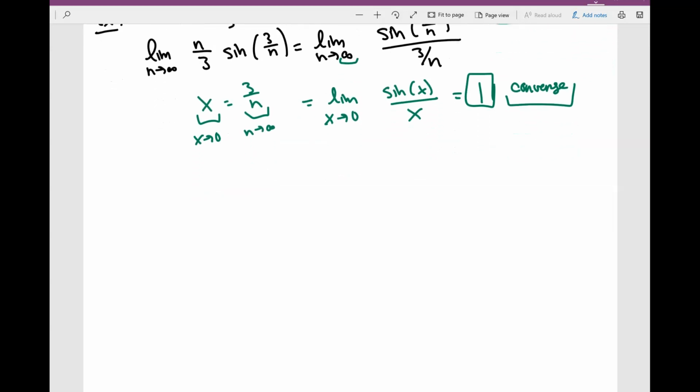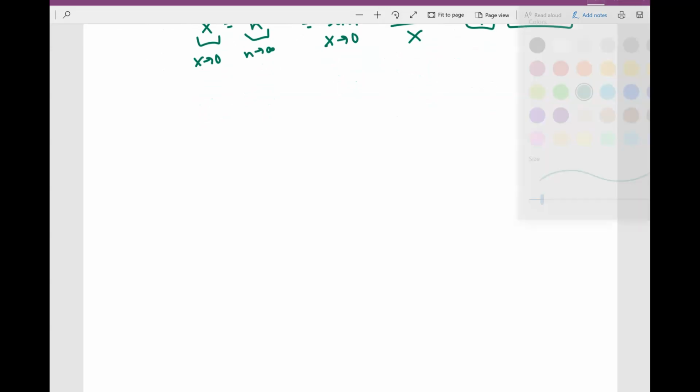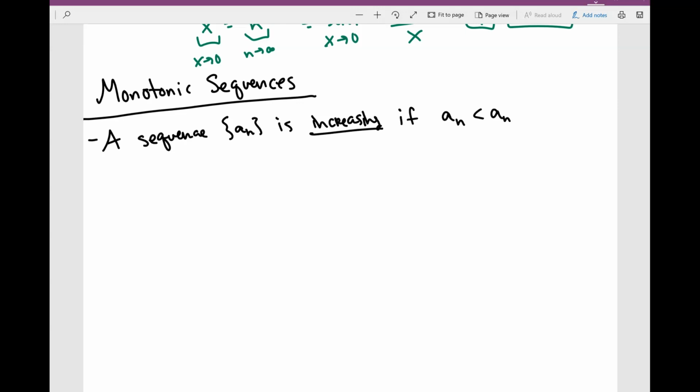Okay, but in this video, what I really want to focus on is something called monotonic sequences. So let's write that down. Monotonic sequences. Okay, so basically, this is what a monotonic sequence is. So a sequence a sub n is increasing, okay, if a sub n is less than a sub n plus 1 for all n greater than 1, okay?